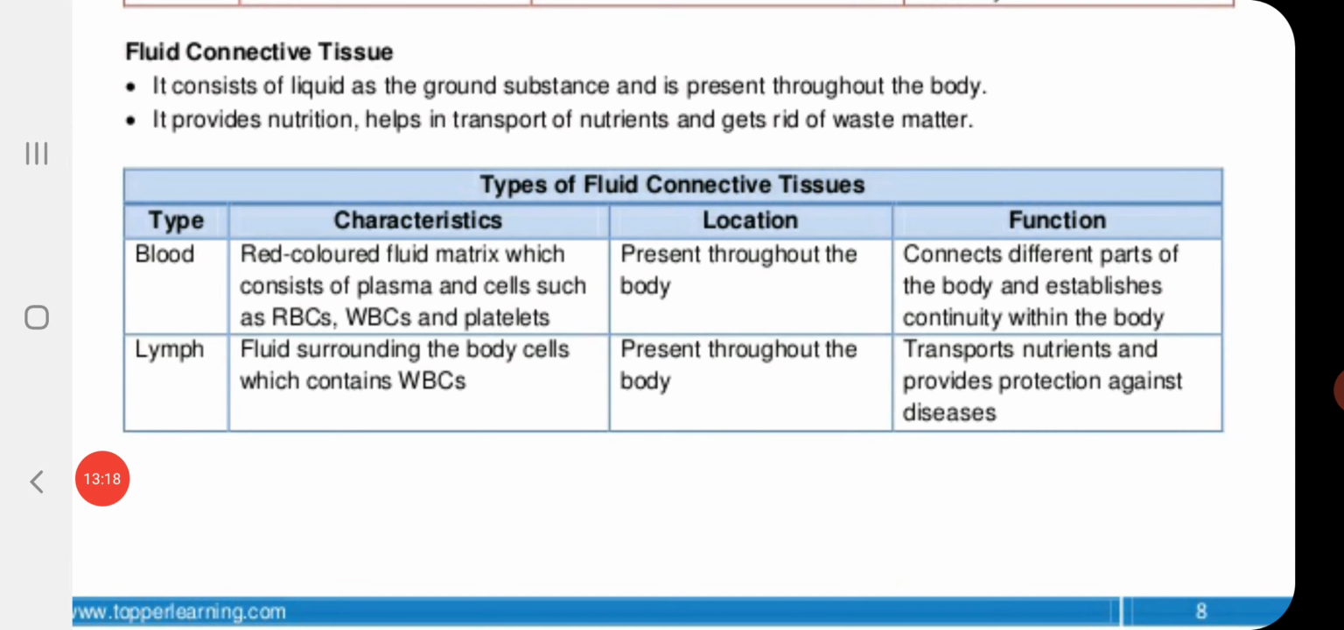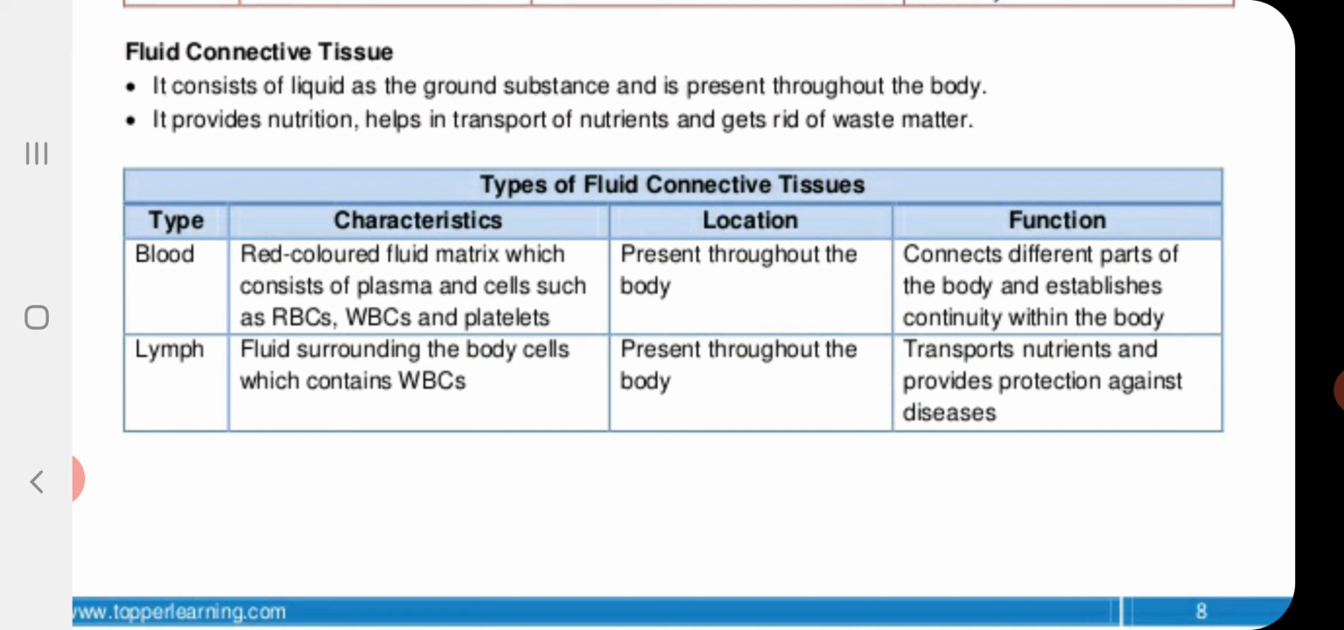Now we can study the fluid connective tissues. Fluid connective tissues are blood and lymph. They consist of liquid as the ground substance and are present throughout the body. They provide nutrition, help to transport nutrients and get rid of waste matter. Blood is present in all our body and lymph is present throughout the body.